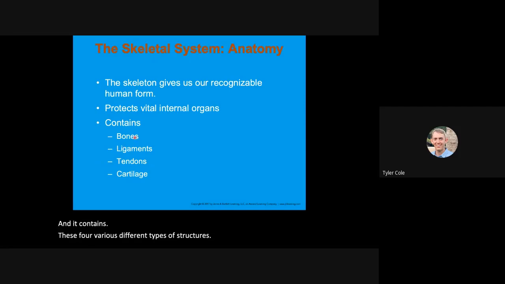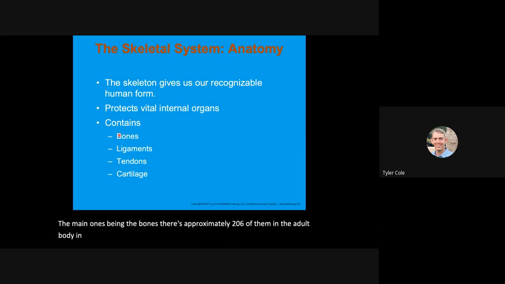The main ones being the bones. There's approximately 206 of them in the adult body. In infants and children, there actually is more bones, but over time, they gradually fuse together into one bone.